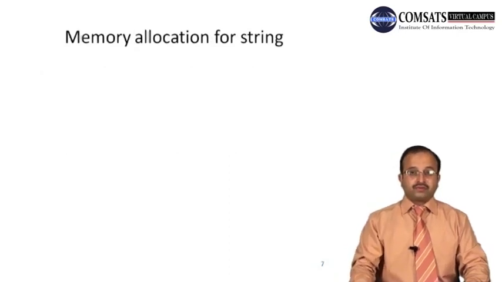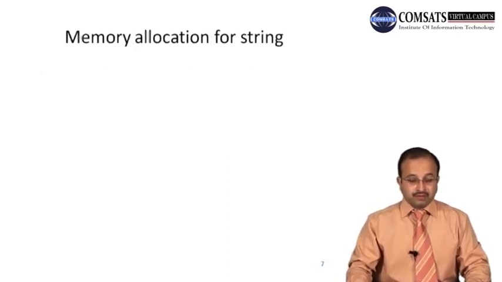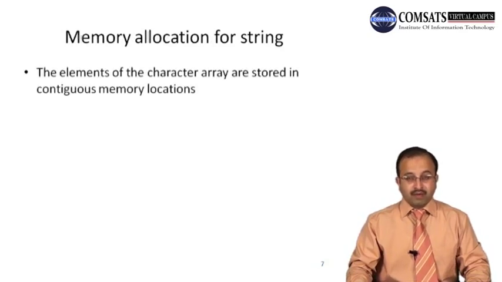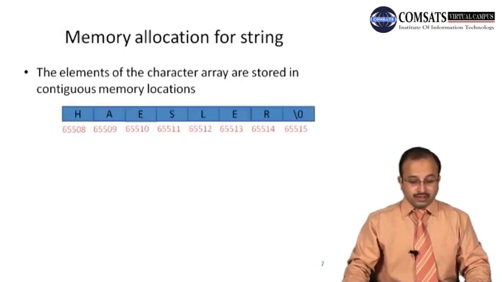Let's see the memory allocation of a string, how memory is allocated for strings. The elements of the character array are stored in a contiguous memory location, that is this one. You can see this is the string containing the alphabets H, A, E, S, L, E, R and the null character, and each character takes 1 byte. These are the addresses 65508, and the next address is 65509. This means that the alphabet H takes only 1 byte of memory, right?